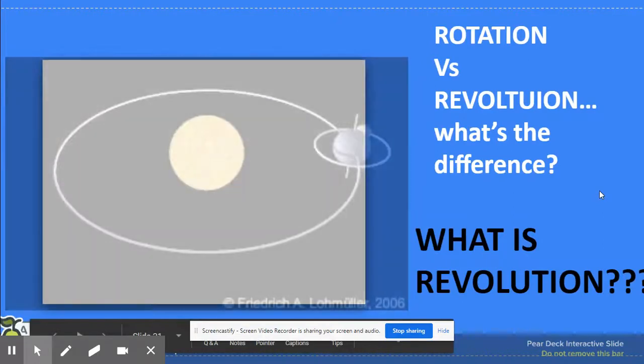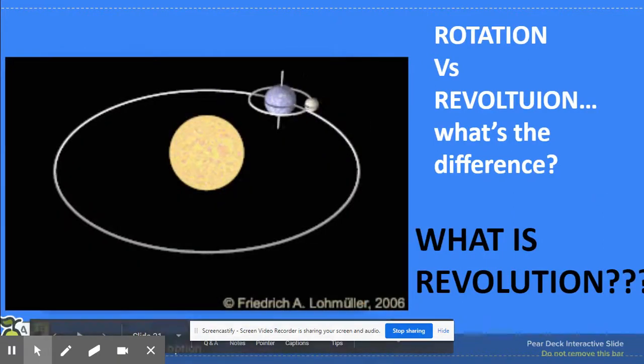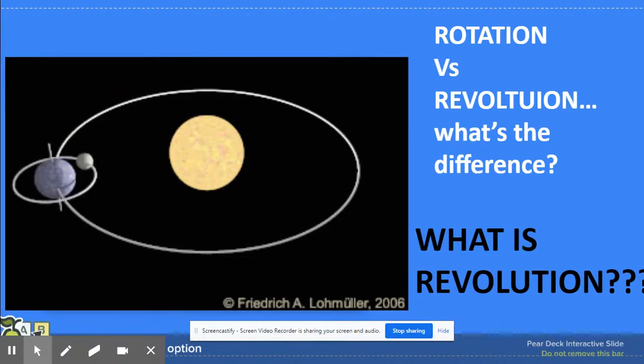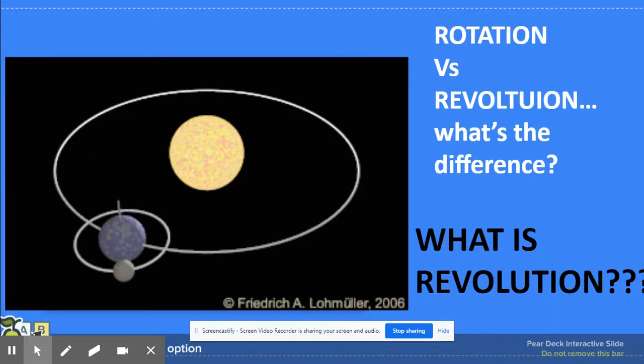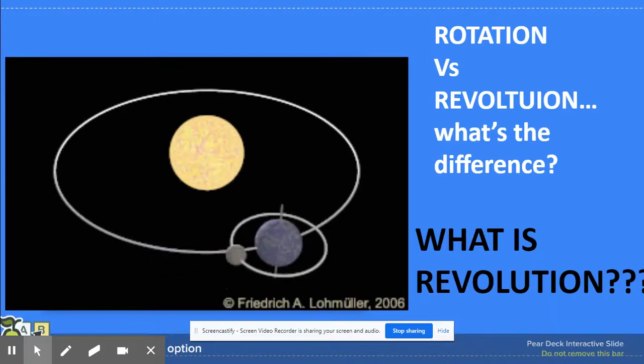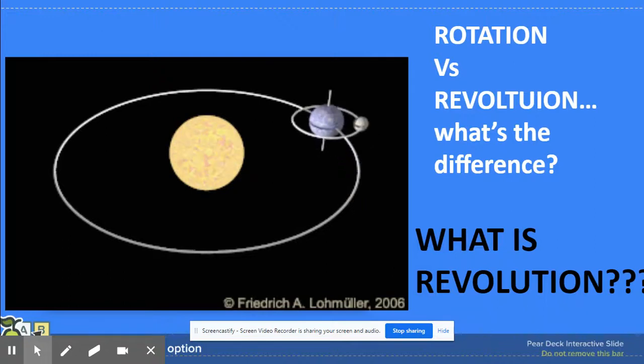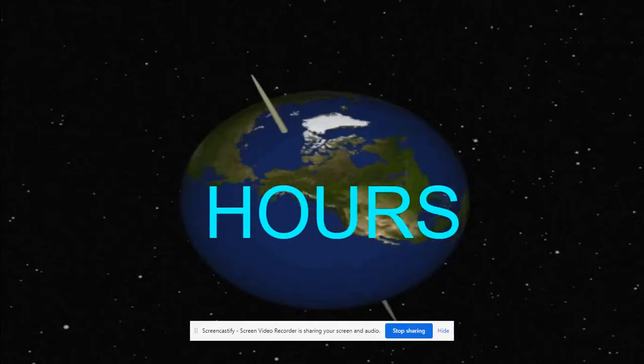The other concept we're going to talk about is revolution. Different from social studies revolution, in science, a revolution is the amount of time it takes for a planet to go around one full elliptical around the sun, or the moon to go around once around the Earth, depending on which object you're talking about.